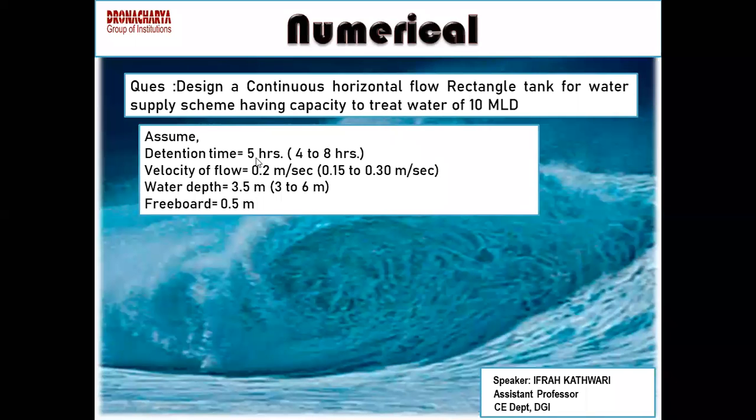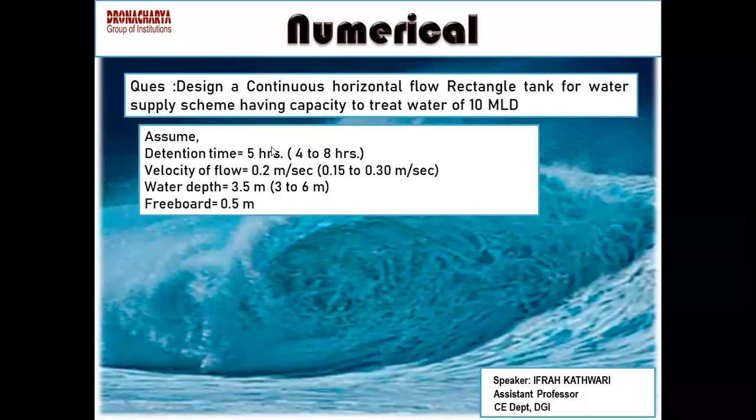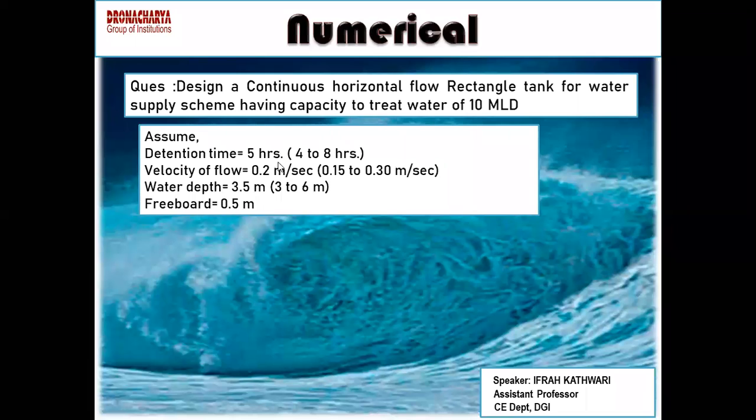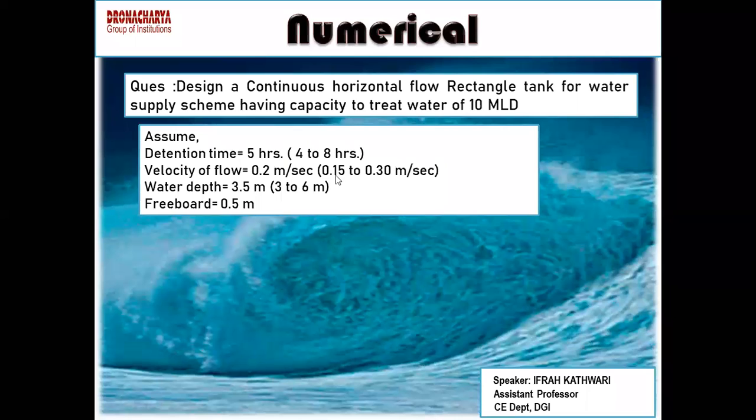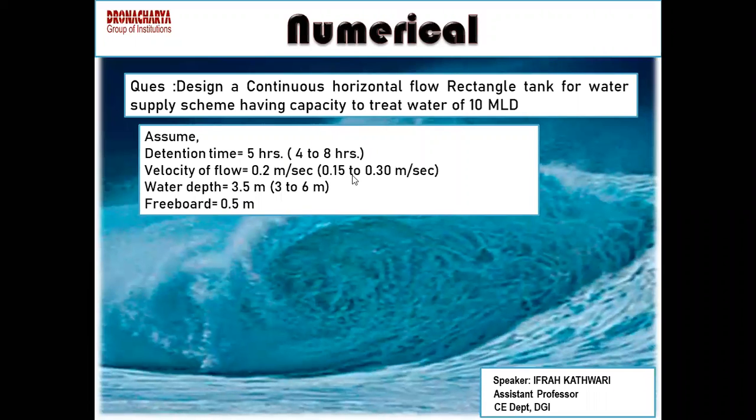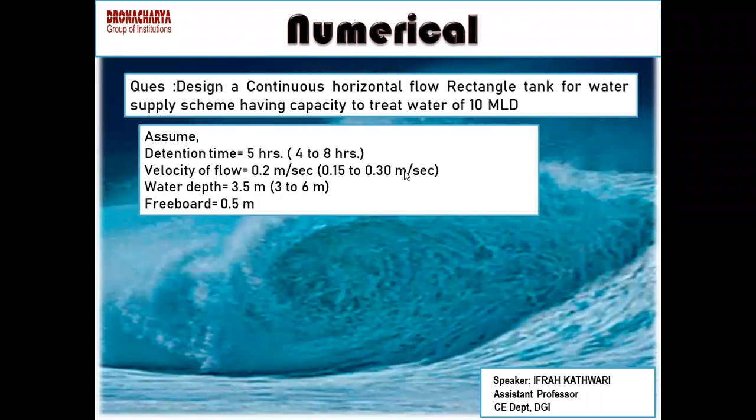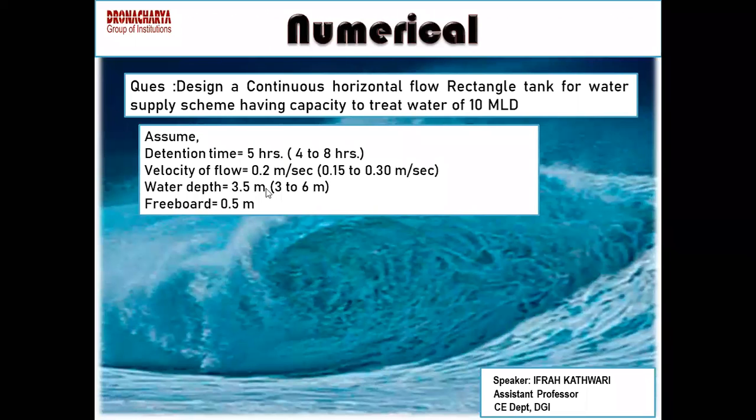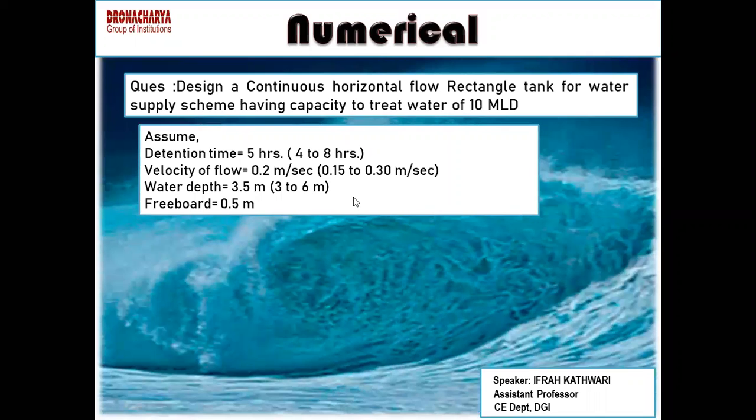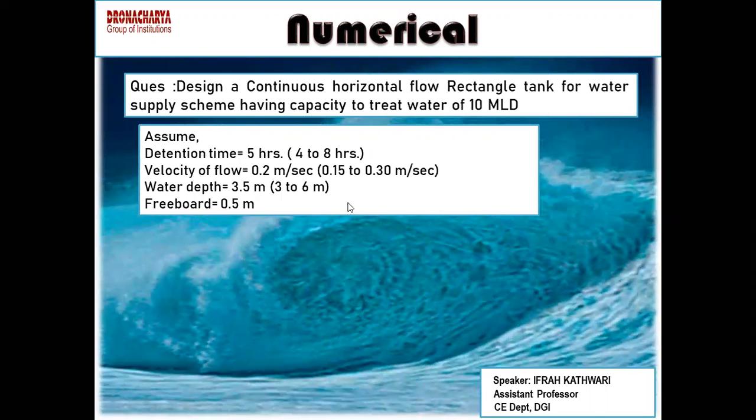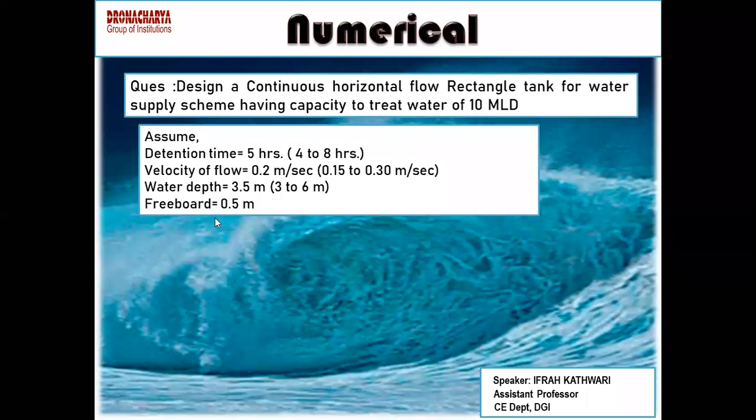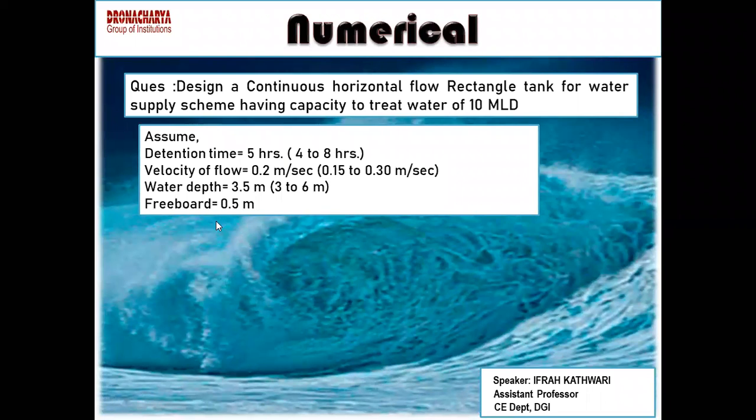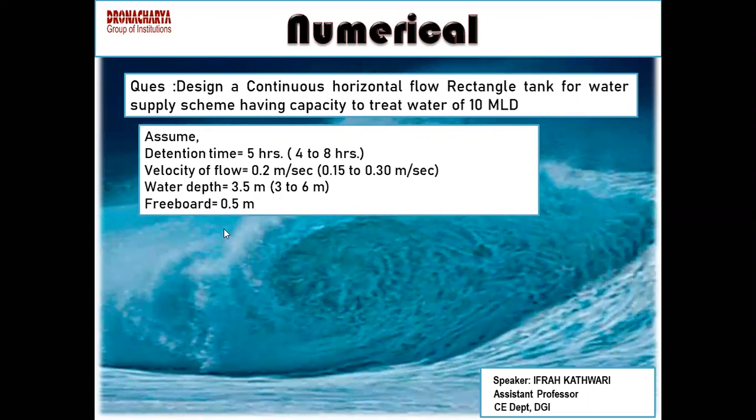So we are assuming detention time to be 5 hours, which should be 4 to 8. We have taken 5. Velocity of flow is taken 0.2 meter per second. It can be 0.15 to 0.30 meter per second. It depends. Then water depth should be 3.5 meter. The limit is 3 to 6. So we are taking 3.5. You can take 4, you can take 5 as well. Then freeboard, as I already told you, we have taken 0.5. It's like a clearance factor. Okay. It is a similar question.